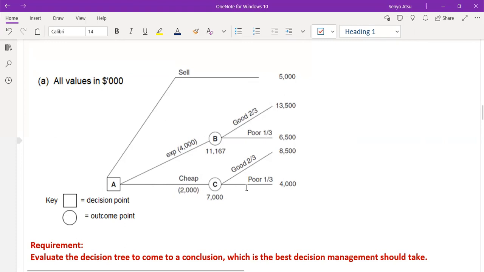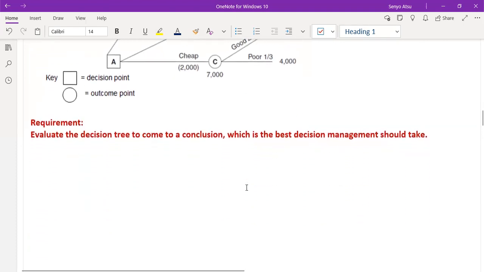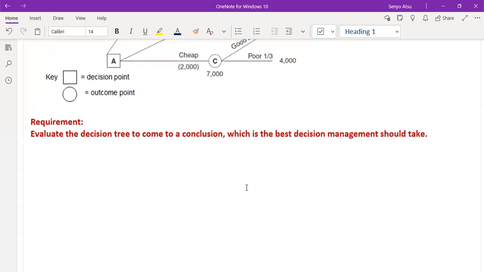Some trees are more complex. One decision might come up with 3 or 4 outcomes, and you can imagine the number of branches drawn around it. You will be called upon to evaluate the decision tree, which is drawn from left to right. So the evaluation will be from right back to left, to come to a conclusion which is the best decision management should take.